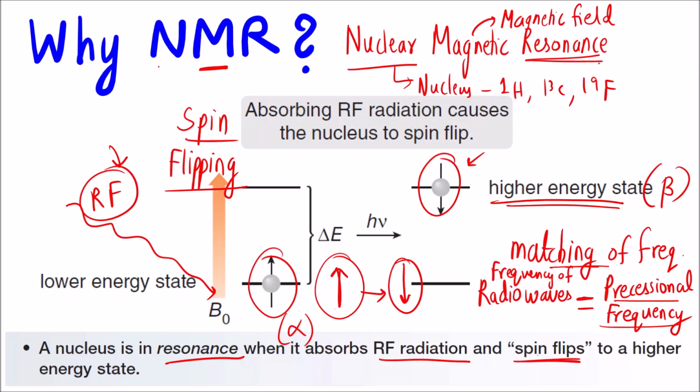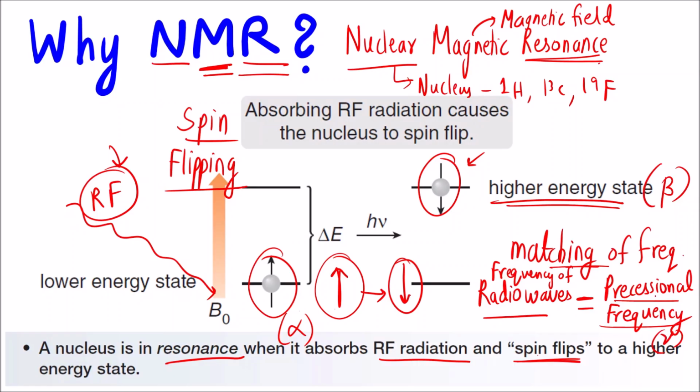That is why it is called NMR: N because the nucleus is involved, M because a magnetic field is present, and R is resonance because there is matching of frequency. Which frequency? The frequency of the radio wave and the precessional frequency nu.